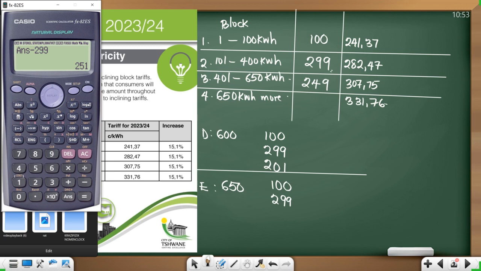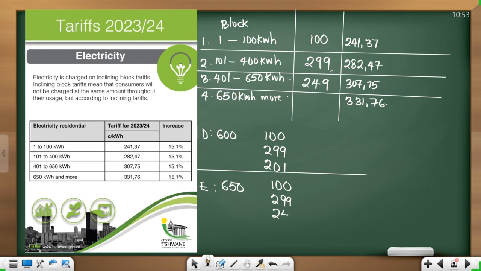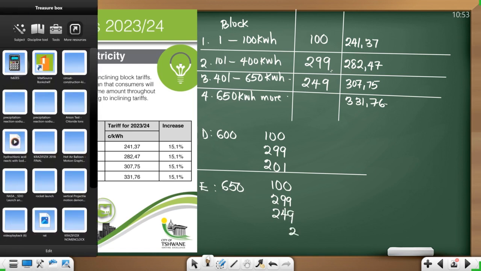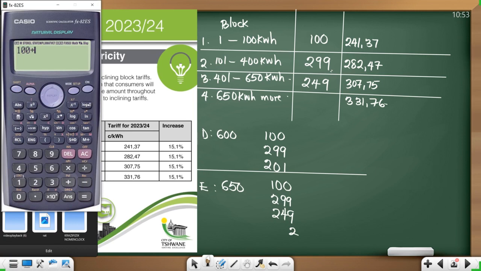But check where I'm sitting on. I'm sitting on 251. So I've used more than I'm supposed to use. Okay, by how much more? 249. Oh, 2 units more. So I'll come and write my third block, and then I write my 2 units. Let's check again. Always check. 100 plus 299 plus 249 plus 2. 650.